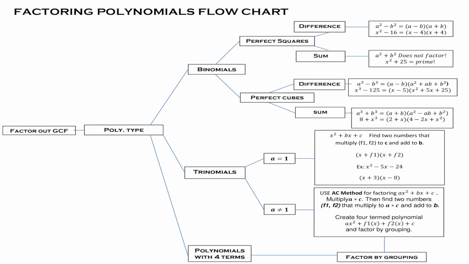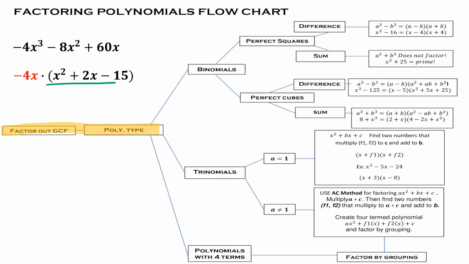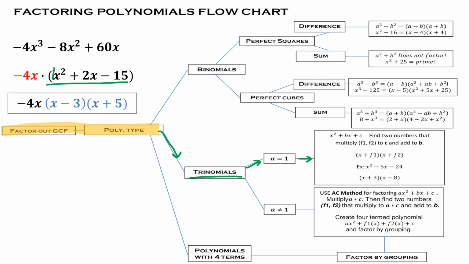Now, how does that look with our factoring polynomial flowchart? Well, here's what we started with. We first factored out the GCF, so that was over here. Then we moved over to polynomial type, and our polynomial, this one here, was a trinomial. So that moves us down here. Once we're at a trinomial, we just need to know what the leading coefficient is. In this case, it was 1. So that took us in that step, and here's how we could do that. And that gave us our final answer.